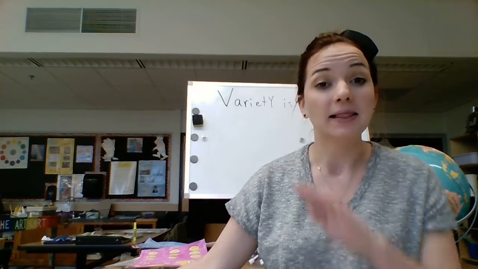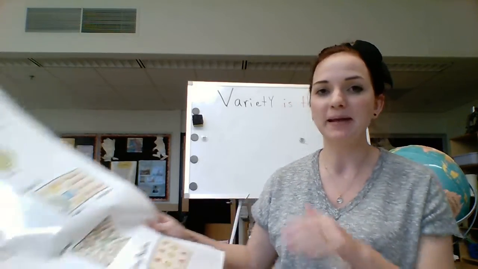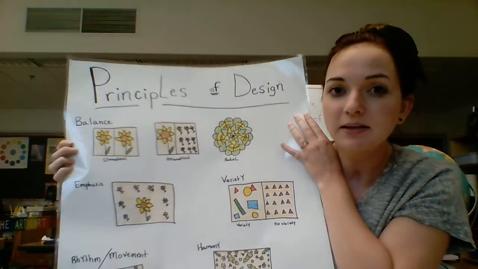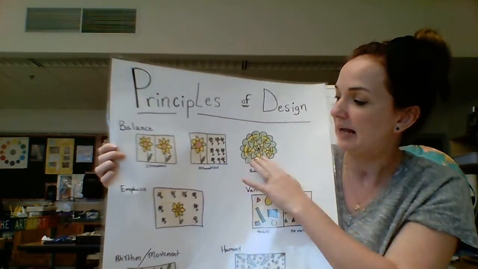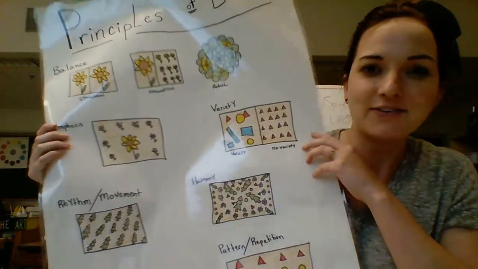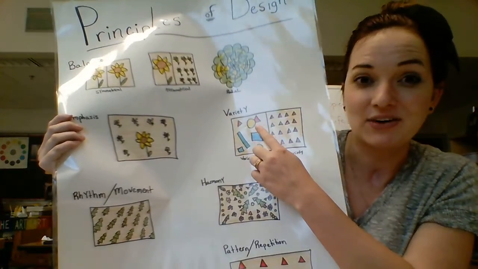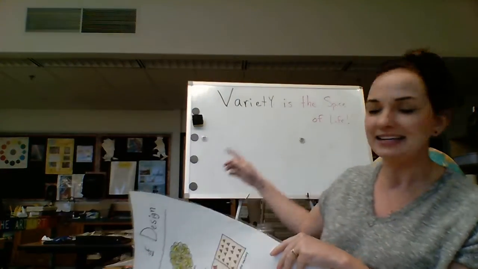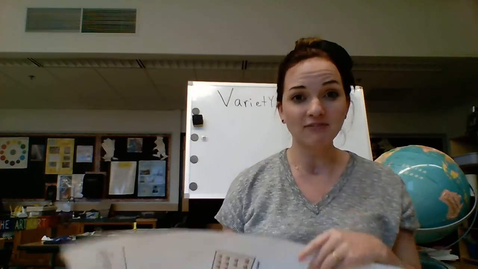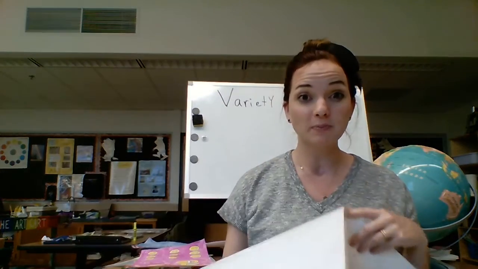Okay, so last week we began our journey. We started diving into the principles of design. Yes, right. We learned a little bit about balance. We made some examples of balance. Right. For today's lesson, we're gonna start by looking at variety. Yes, variety. All right. Variety is the spice of life. Okay. So without variety, things would look very boring.